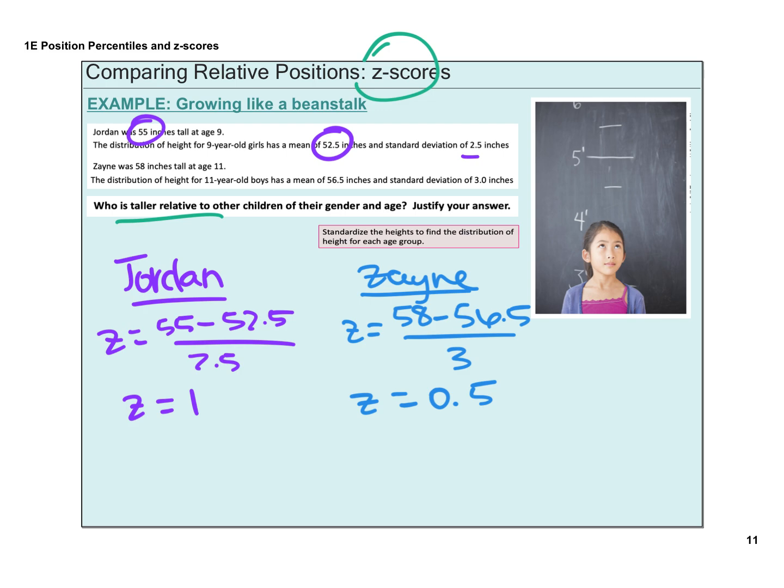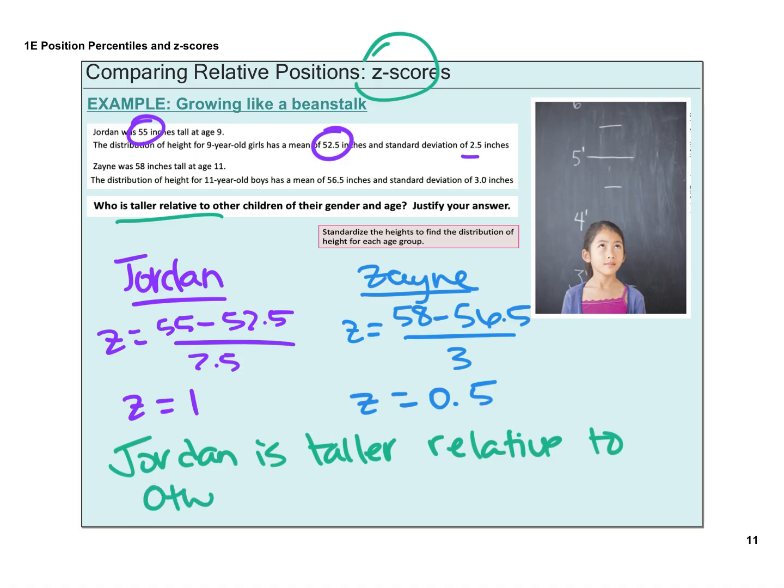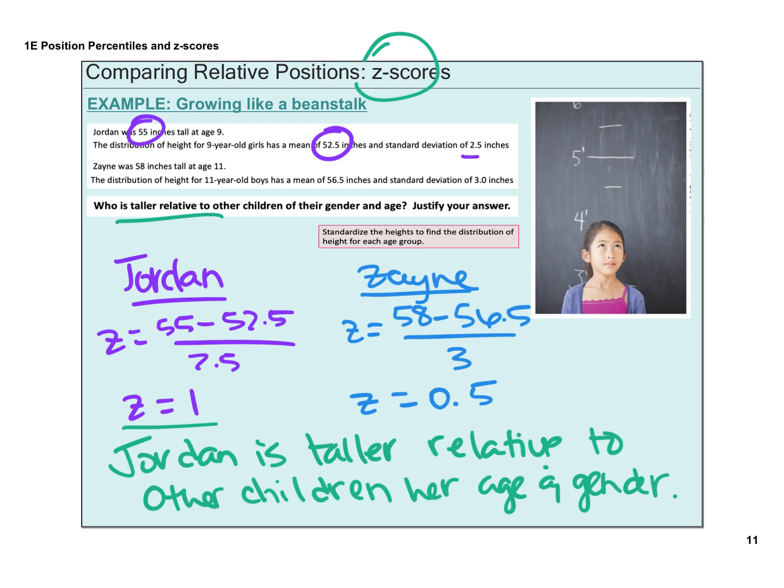So the question is, who's taller? In this instance, Jordan is taller relative to her population, other children her age and gender. And that's simply because she's further away from the mean and in the positive direction. She's at a positive 1, he's at a positive 0.5. She's higher above him in terms of standardized score.